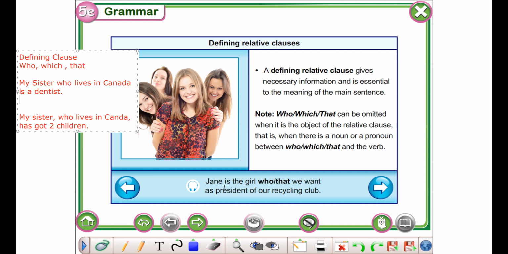Look at the example given here. You can say, in other words, listen. Jane is the girl who we want as president of our recycling club. Jane is the girl that we want as president of our recycling club. We want as president of our recycling club.